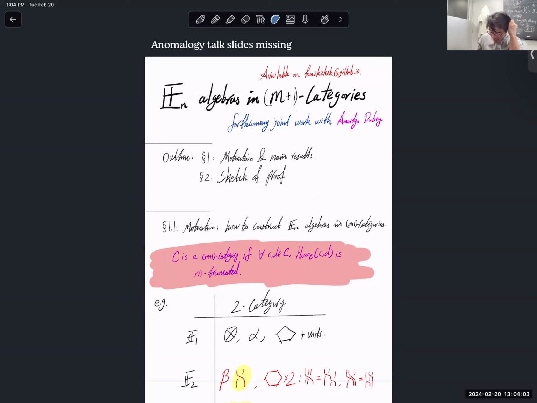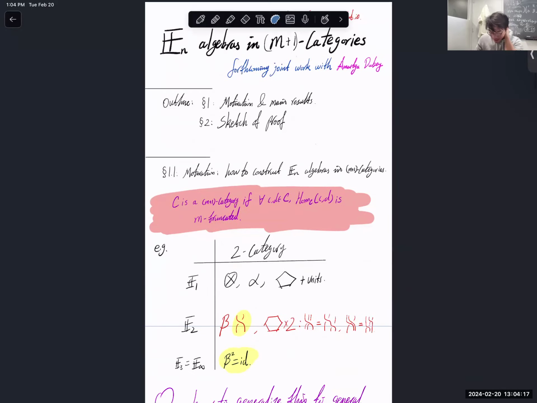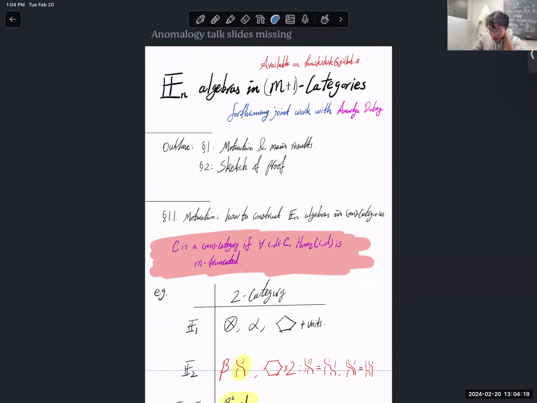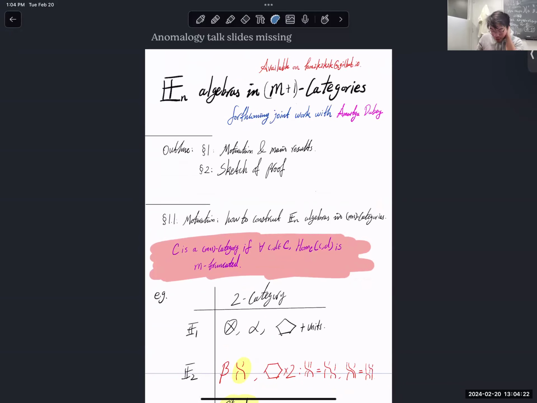Maybe a couple of things. This is definitely inspired by my recent paper on braid and stuff, and I think this paper will probably come out as a two-piece around the summer-ish. I don't want to write about it now. Anyway, today I want to talk about EN algebras in M categories. I'll get to exactly what those things are if you're not familiar with them. This is forthcoming and it's joint work with Amartya, who is an undergrad in India right now, and he's really, really good.